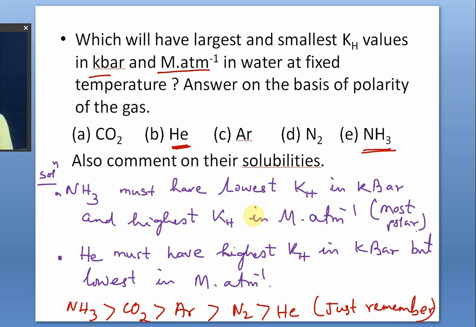mental order. Ammonia is highly soluble, more than carbon dioxide, then argon is less soluble than carbon dioxide, nitrogen is even less soluble. Had it been oxygen, even oxygen would have been less soluble than argon, then nitrogen is less soluble than oxygen, then helium, and that's all.